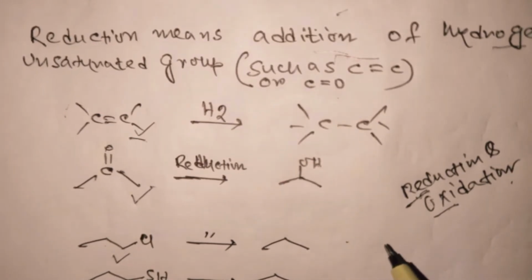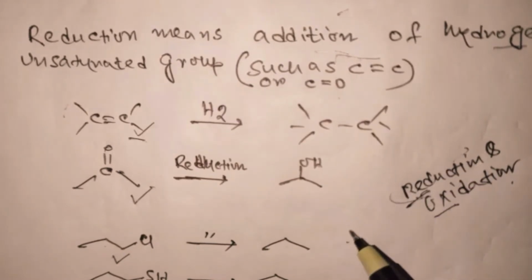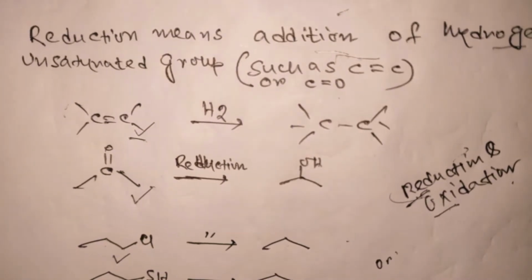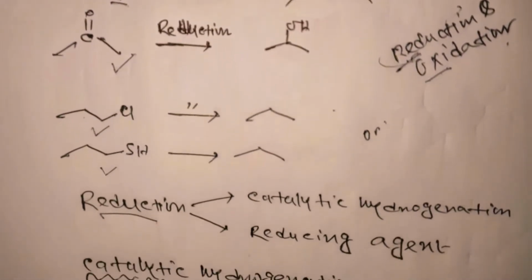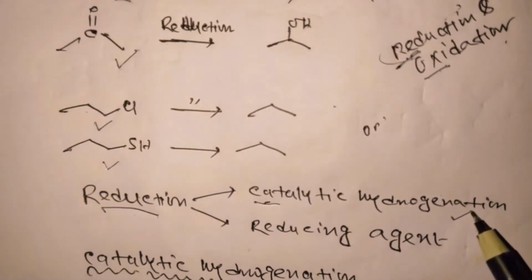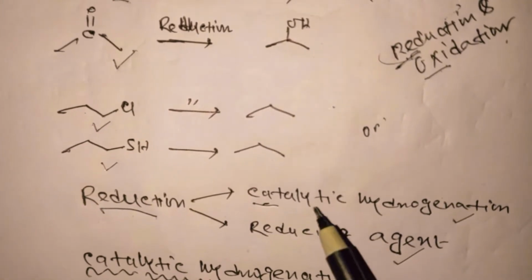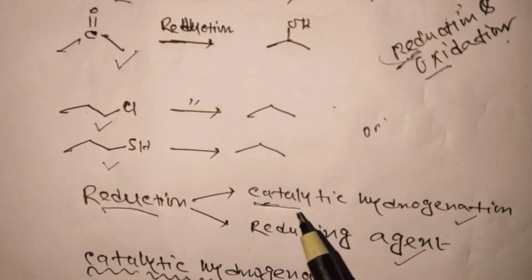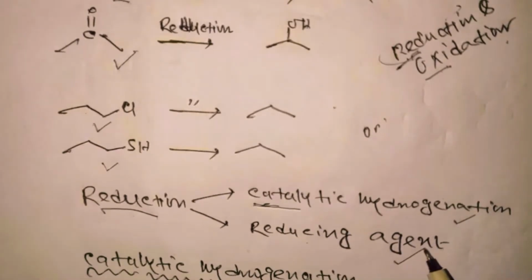And reduction is a kind of reaction which we use and which may be very useful in many steps of organic synthesis. So reduction can be performed in two ways. First one is catalytic hydrogenation, and second one is by a reducing agent.